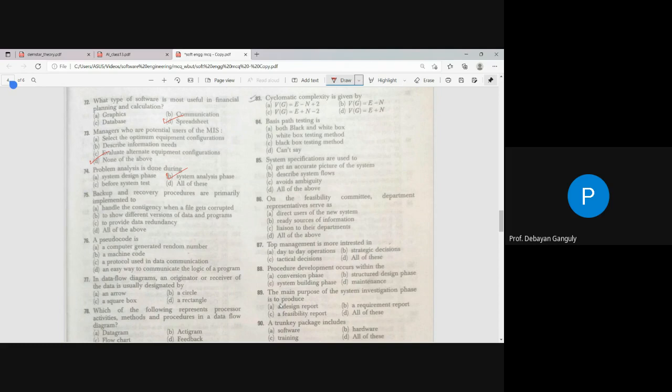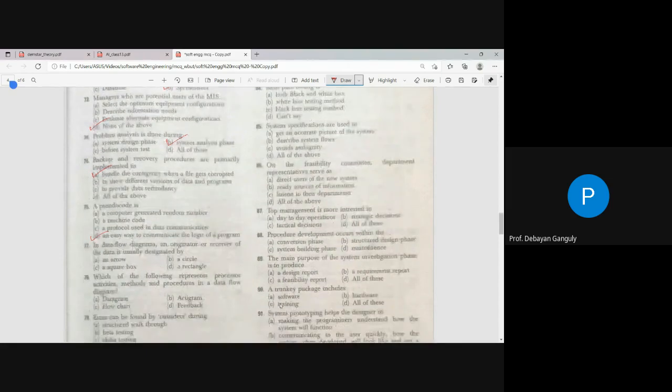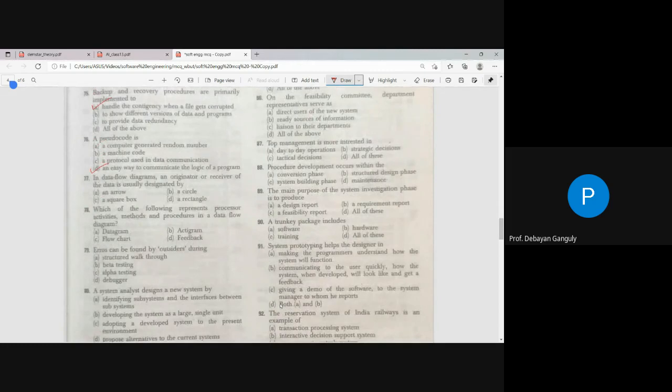Backup and recovery procedures are primarily implemented to handle the contingency when a file gets corrupted. Pseudocode is an easy way to communicate the logic of a program. 77. In data flow diagram, an originator or the receiver of the data is usually designed by a square box. Which of the following represent processor activity, method, and procedure in a data flow diagram?